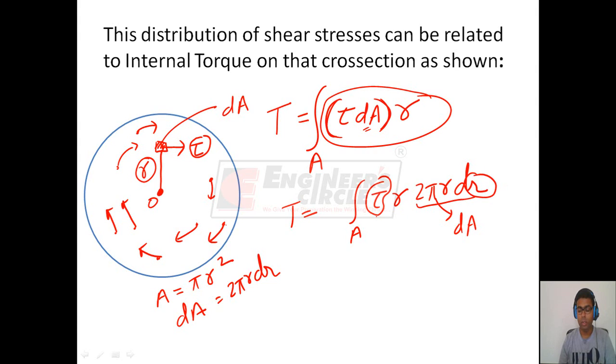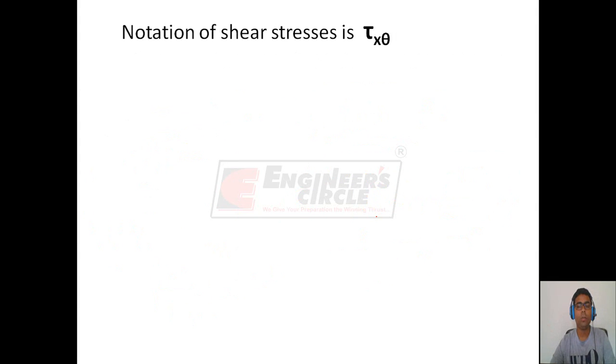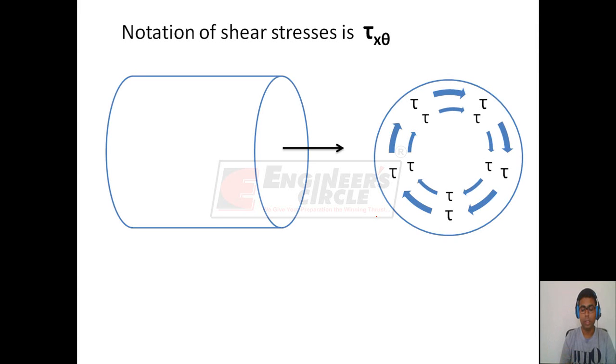So once we have found the variation of shear stress with respect to radius, we will come back to this equation and then put the value of shear stress and find the internal torque. Now the notation of this shear stress is tau x theta, because when you consider this cross section, it can be seen that the outward normal of this cross section is x.